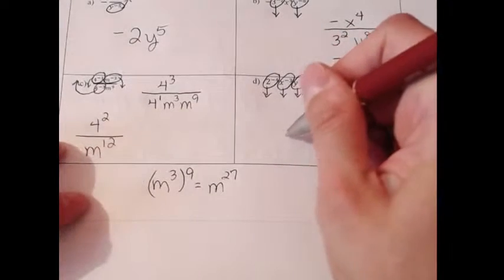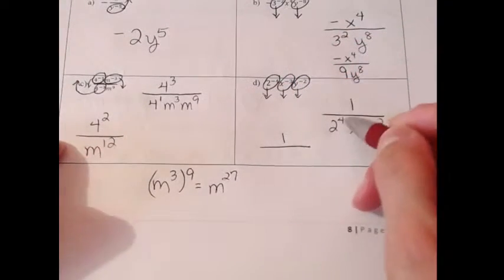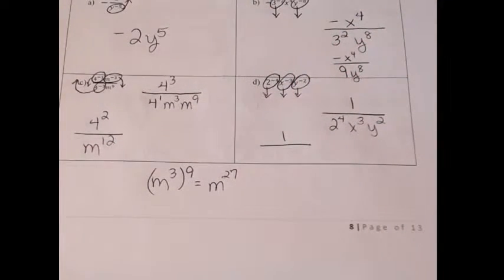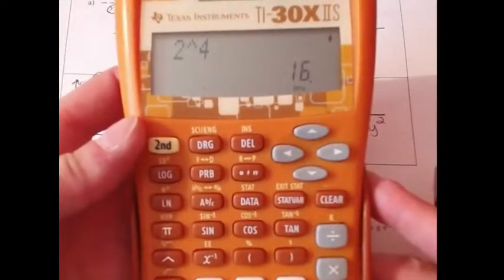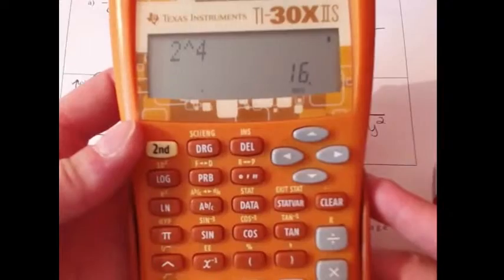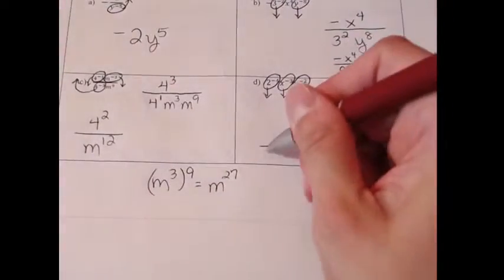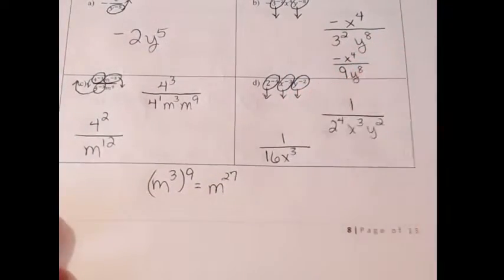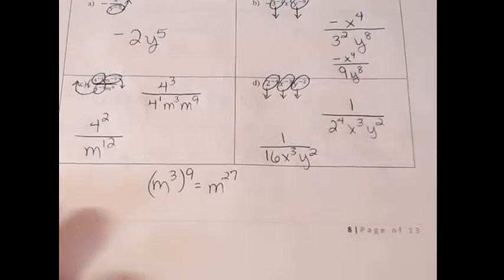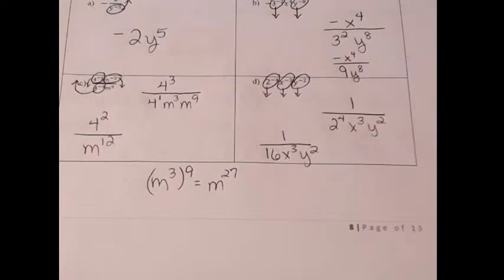So our final answer is going to be 1 over, and then 2 to the fourth we can do. 2 to the fourth power right here is going to give us 16. 2 times 2 times 2 times 2. So we have 16 x to the third, y to the second power, all of that in our denominator. So there is our final answer. Beautiful. Let's turn the page.